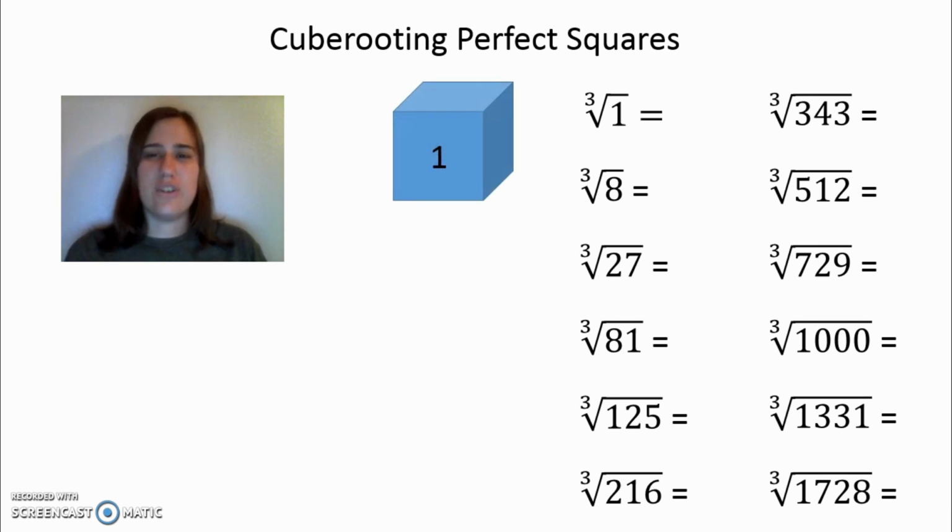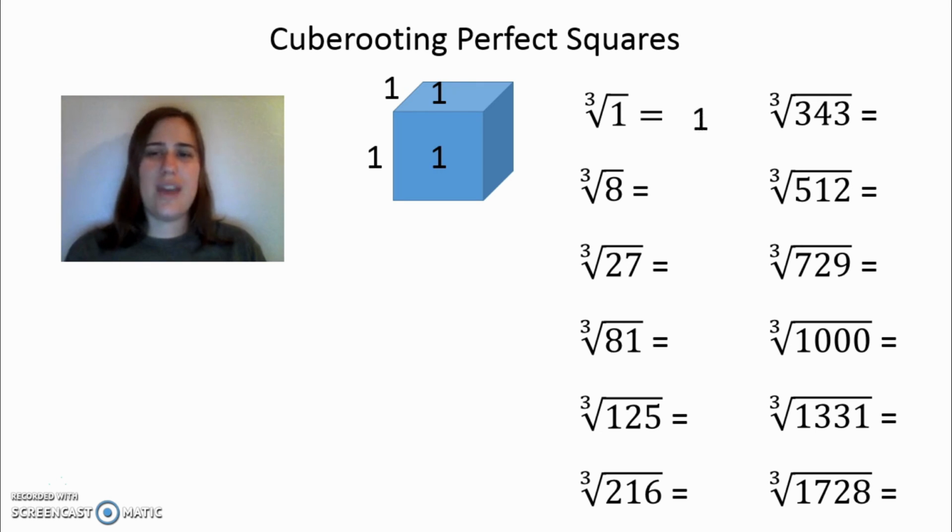So if our volume is 1 and we want to know what the sides were, knowing that it's a cube and the sides have to be the same, we know that the only thing that works is 1. Because 1 times 1 times 1 is the only thing that will multiply and give us 1.